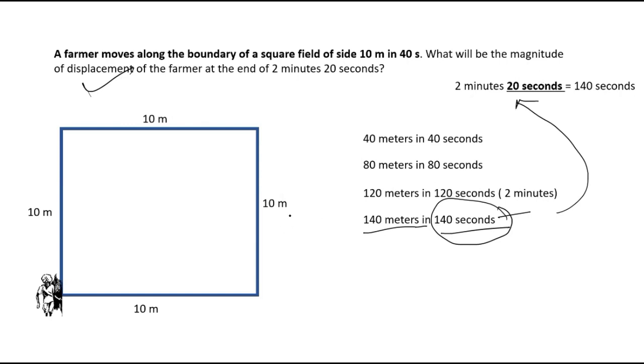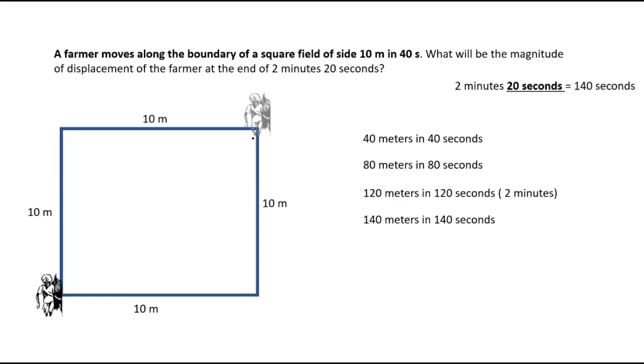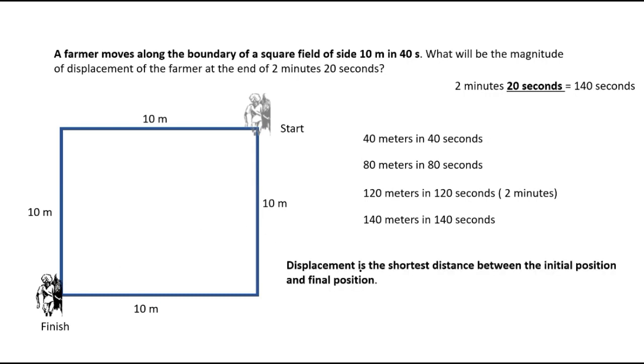So where was he earlier? He was here. And what is the displacement? The shortest distance between initial position and the final position. Okay. And so what is the shortest distance? You have to draw a diagonal here from here to here, and that becomes shortest distance. We know that displacement is the shortest distance. So this line is the shortest distance.